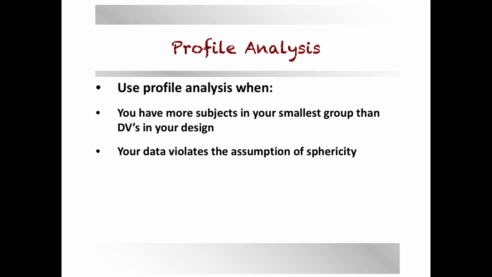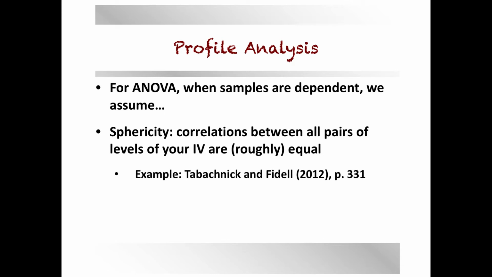And also when your data violates the assumption of sphericity. You may have heard of and even studied sphericity in the past. It has nothing to do with spheres. It has to do with correlations between pairs of levels of your independent variable. The idea with sphericity is it underlies repeated measures or dependent samples designs. If samples are dependent on each other, then they are going to be correlated with one another, in particular in pairs.